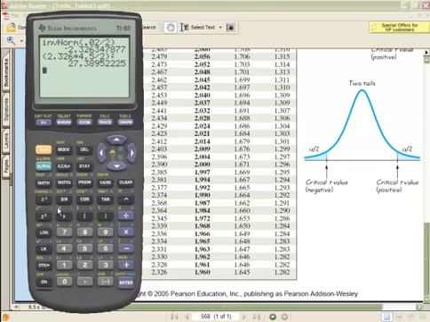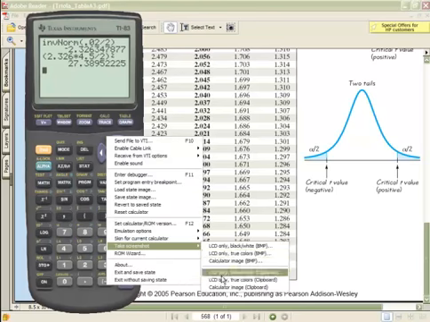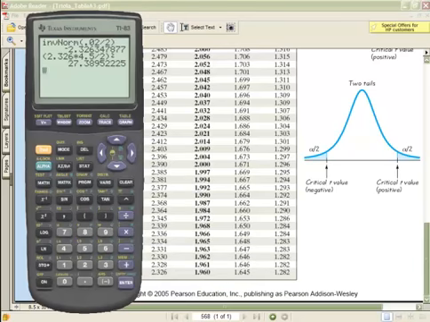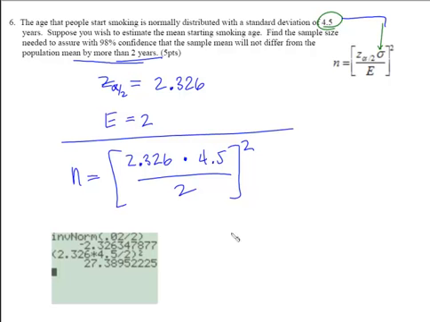Let's take a shot. And one more thing to note, that our n here has to be rounded up to a whole number. So it looks like we just need a small amount of people to poll to see how old they started to smoke. Okay, that's problem number 6.